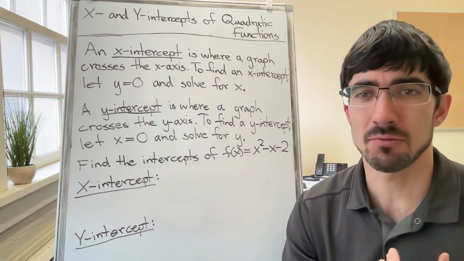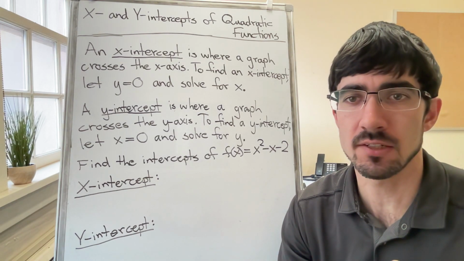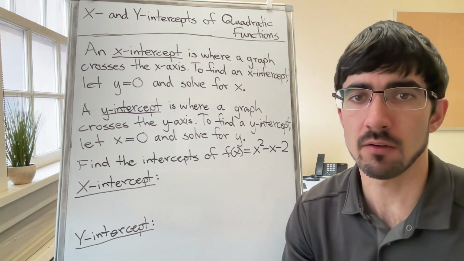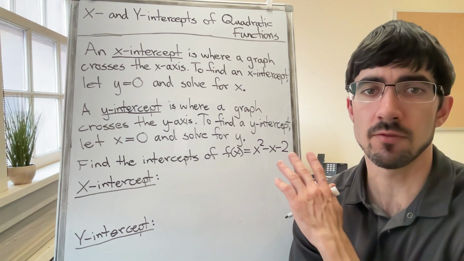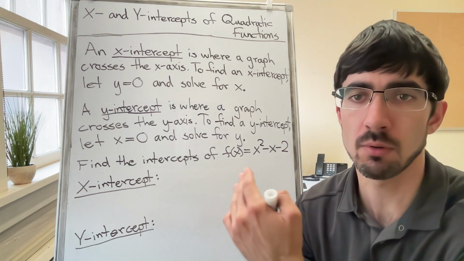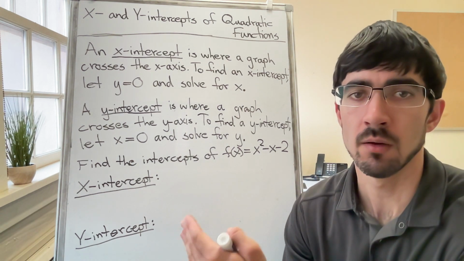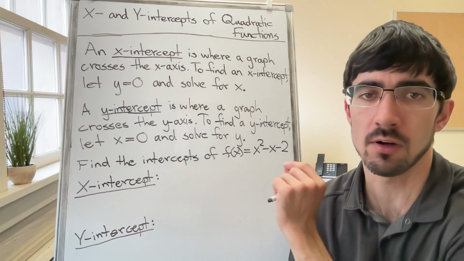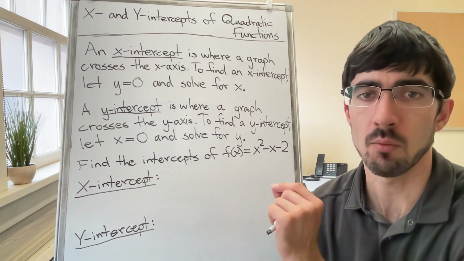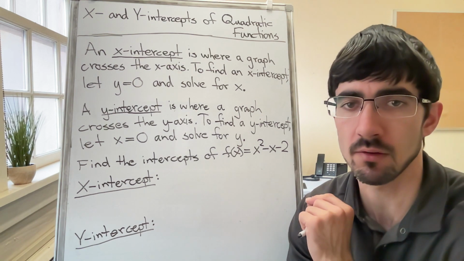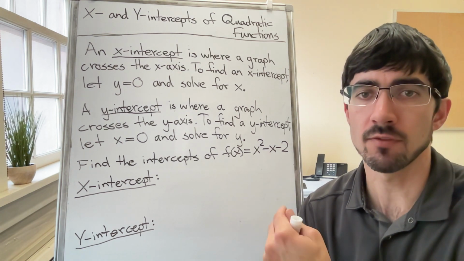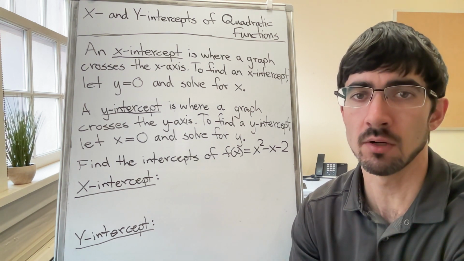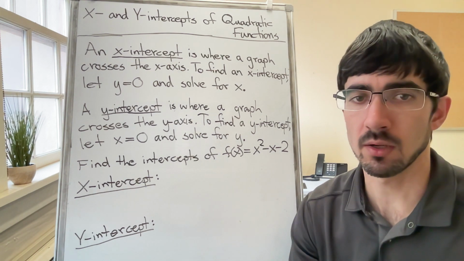In this video, I'd like to remind you how to find an x-intercept and a y-intercept and apply that to the graphs of quadratic functions. So I've already defined x and y-intercepts back when we worked with equations of lines, but just to remember, an x-intercept is the point where a graph crosses the x-axis. A y-intercept is the point where a graph crosses the y-axis. So to find these intercepts, you let the opposite value equal 0 and you solve for your variable.